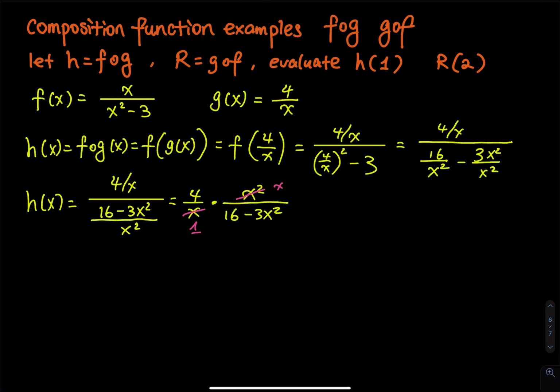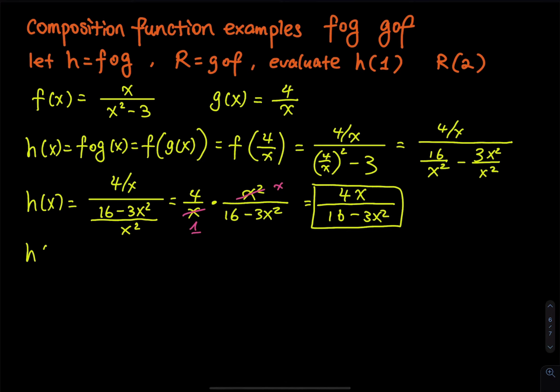So let's multiply them. So we have 4x divided by 16 minus 3x squared. So this is the h of x. Alright, so that is f of g. And then when x equals 1, we have h of 1. That is 4 times 1 divided by 16 minus 3 times 1, right? So that is 4 divided by 13. And then this is the function evaluation.